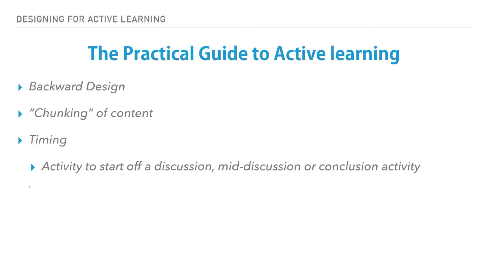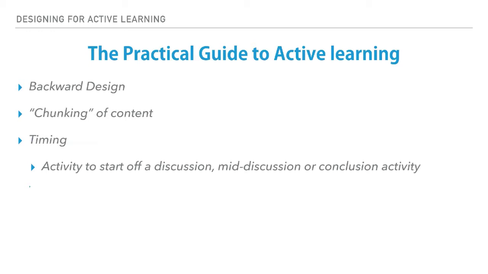Let's get a little into it. We created a practical guide to active learning and what that might look like. First, a few things. One, you're going to be using backward design, like we've talked about in the past. We're going to start with the outcomes first, know what we want to get out of the session, and then work backwards.